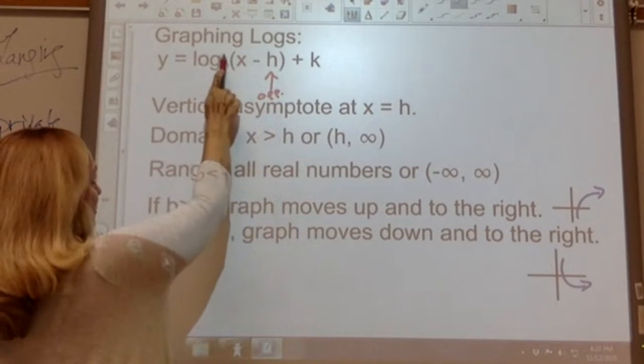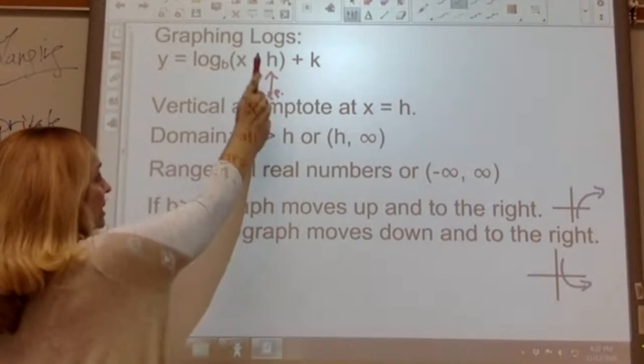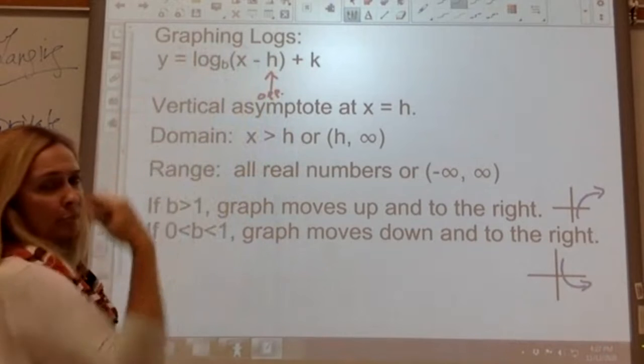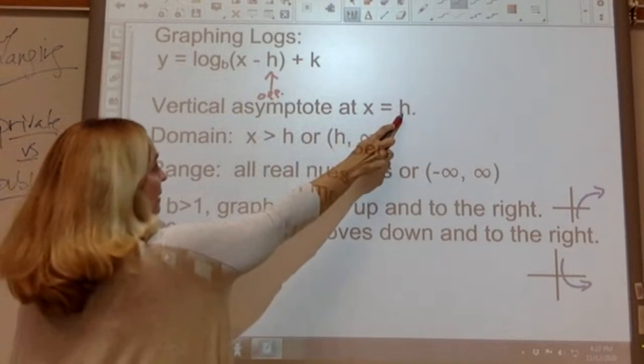So you'll have log base b of something here. Whatever you take the log of, if it's x minus or x plus, you take the opposite sign, because when we take that out of parentheses, it changes signs. That's going to be the asymptote, x equals h.